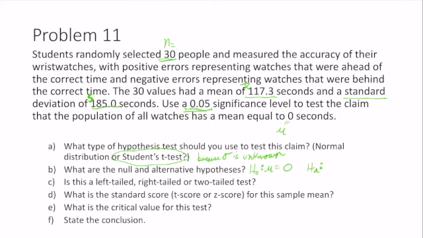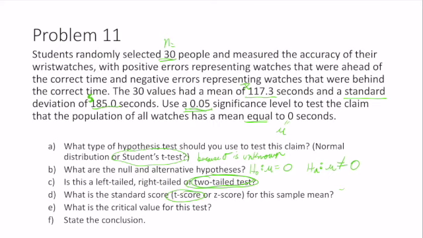So since we have an equal, no hint of less than or greater than, we're going to have a two-tailed test. Oops, I gave away the next answer. Because we have does not equal. Does not equal means we have a two-tailed test. So we're going to have to find our t-score for our sample mean.